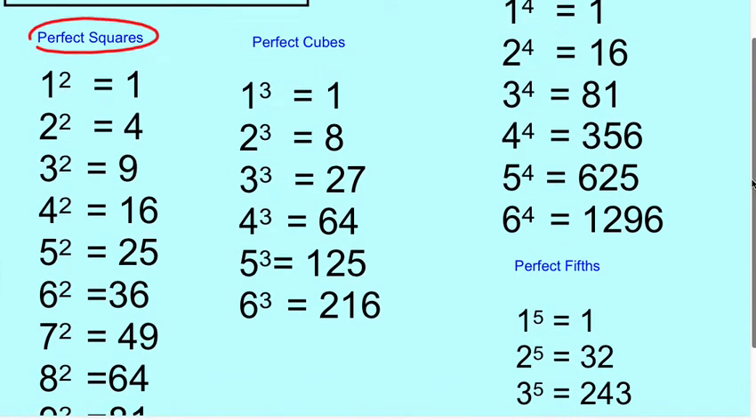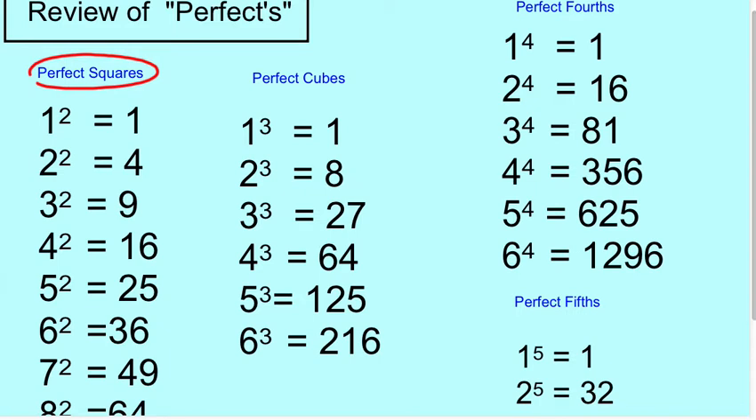All right, now let's go to the perfect cubes. These are the ones you're going to use to simplify if you have a cube root. So 1 times 1 times 1 is 1, 2 times 2 times 2 is 8, 3 times 3 times 3 is 27, and so on. I just went up to 6 cubed. Again, definitely you can add to that.